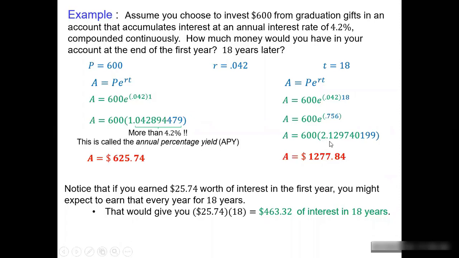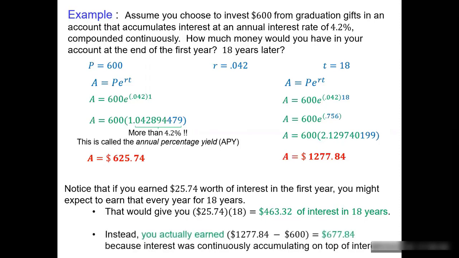I have more than doubled my original principal, which is way more than what I would have gotten if I just took $25 for 18 years. So notice that exponential growth allows our money over the short term to grow relatively slowly, but if you leave it in there for a much longer time span, we know that it's going to grow at a much faster rate.